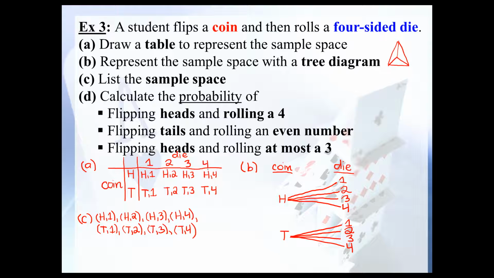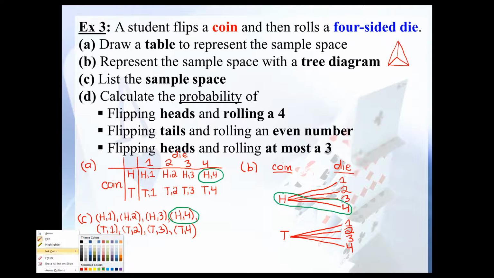There's only one way you can do this. You can get heads, comma, 4 here, or heads, comma, 4 right there, or heads, comma, 4 right there. So there's only one way you can actually obtain heads and then 4. Okay, so let's go back to our calculation now. So this would be 1 over 8. Now to turn it to a decimal, 1 divided by 8 would be 0.125.